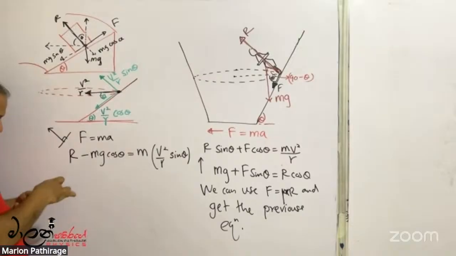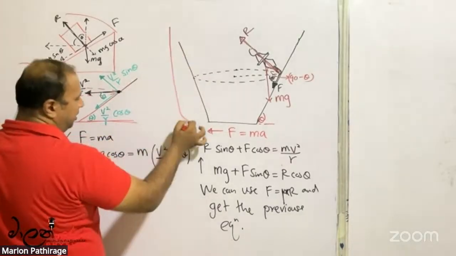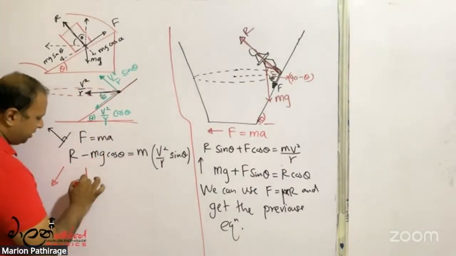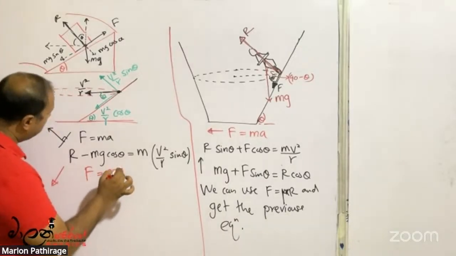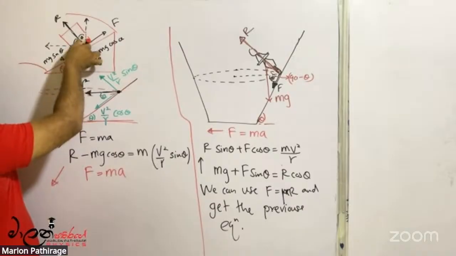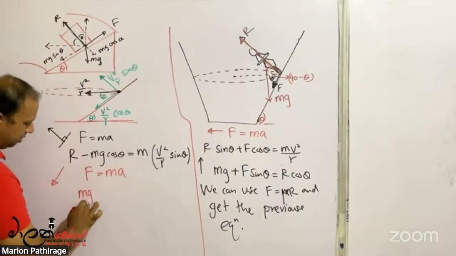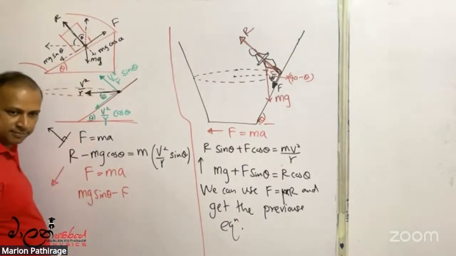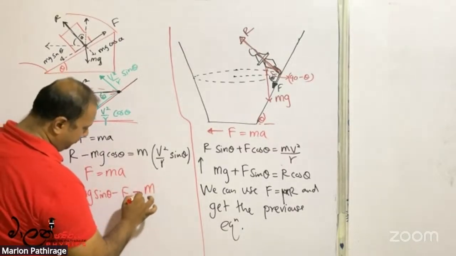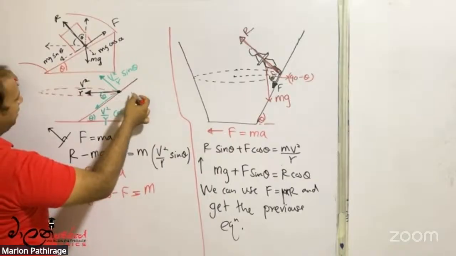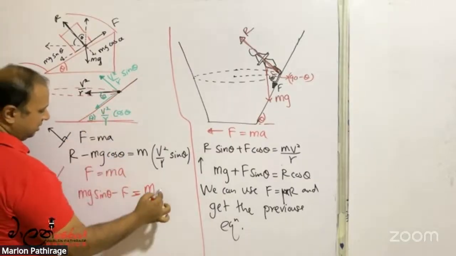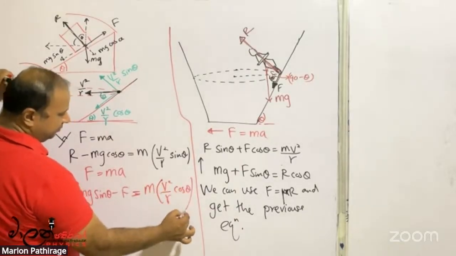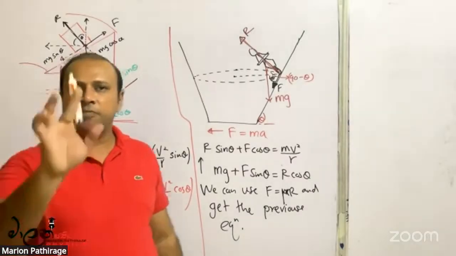So if I apply F equal ma into the downward direction along the plane, the force is mg sin theta minus f is equal to m. So into this direction, the acceleration is v squared over r cos theta. Did you get my point? If you get my point, please raise your hand.